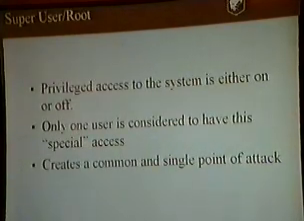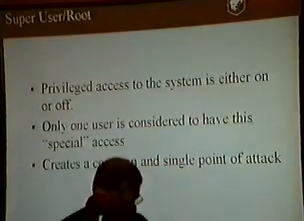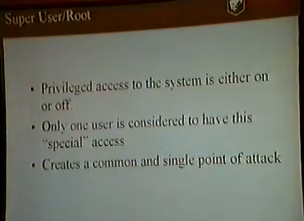If you need to do anything out of the ordinary, you become root. Except when you become root, you have access to everything. So privileged access is either on or off in this case. Also, under standard Unix, there's only one user who's considered to have the special access. We call it root, but it's really just UID 0. And we can create lots of other account names that are called that.